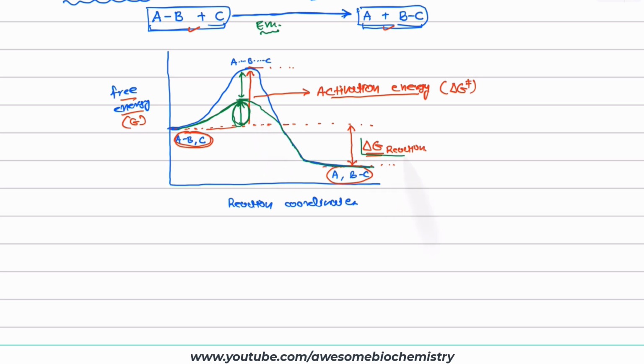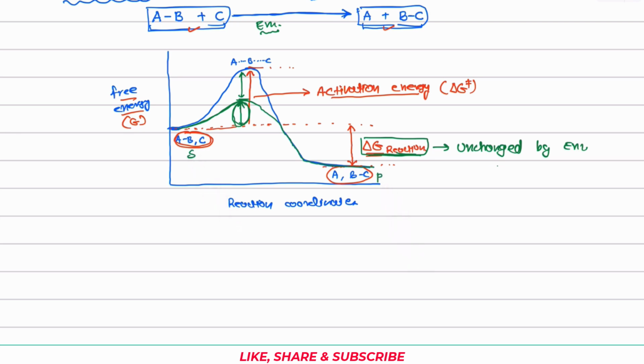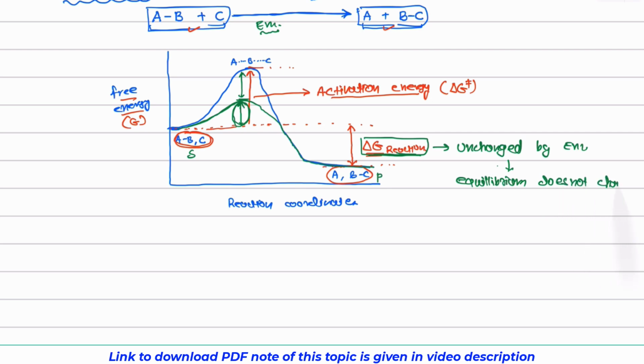But you need to understand one thing very, very clearly: whether the enzyme is present or not, this delta G of the reaction does not change, okay? Whether enzymes are present or absent, delta G of the reaction is not going to be altered or changed. So remember, this delta G of the reaction is unchanged by the enzyme. And as this delta G of the reaction is unchanged, we can say that the equilibrium between this substrate and this product remains unchanged. So the equilibrium does not change.